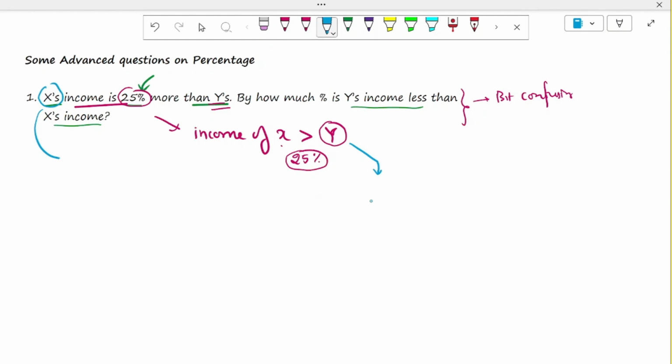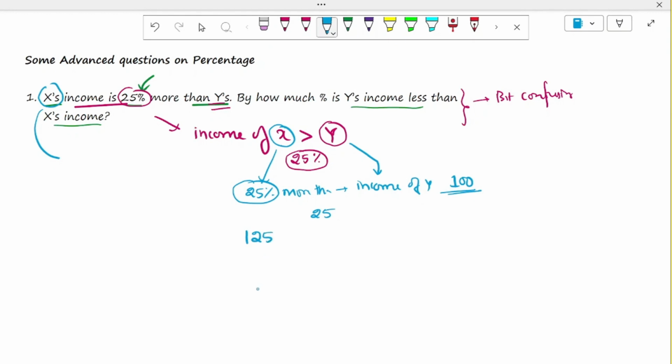So if we imagine that the income of Y is 100, then what will be the income of X? It will be 25% more than Y. So what is 25% of this 100? It is nothing but 25 only. So the income of X will now be 125. You need to understand this part first.